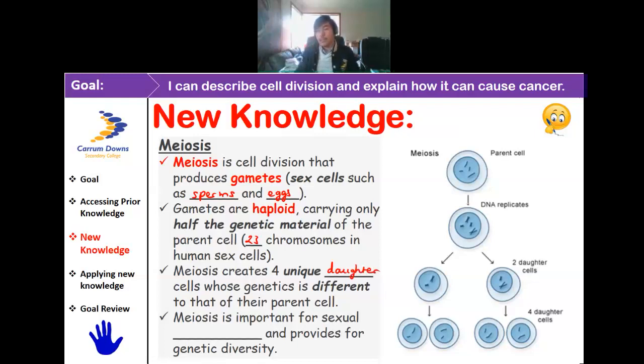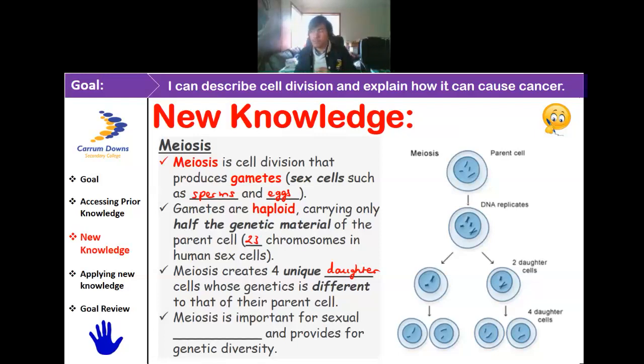Okay, and the genetics would be different to the parent cell. Different from mitosis. In mitosis, the daughter cells are genetically identical to the parent cell. In meiosis, the genetics of the daughter cells is different. And that is very important because you want genetic diversity.